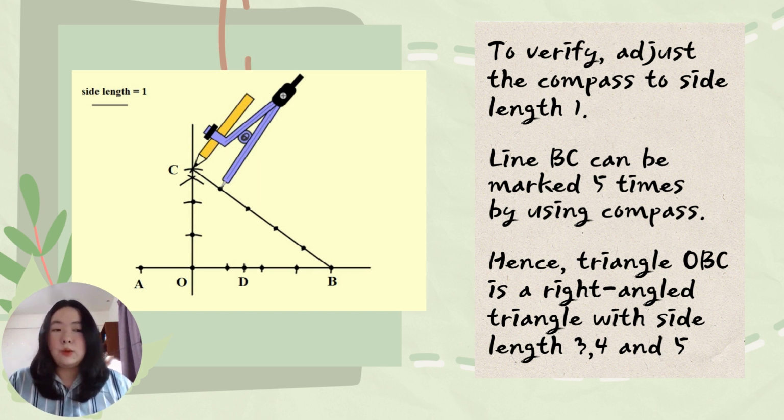To verify, we need to adjust the compass to side length 1. Note that line BC can be marked 5 times without changing the width of the compass. This implies that line BC is of side length 5. Hence, we can conclude that the triangle OBC is a right angle triangle with side lengths 3, 4, and 5.